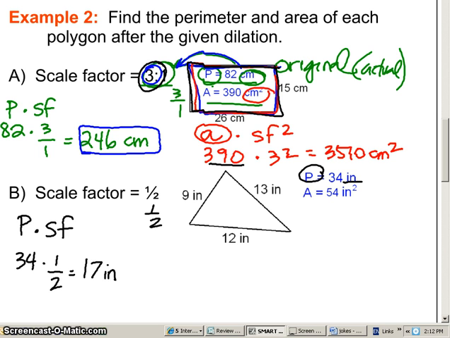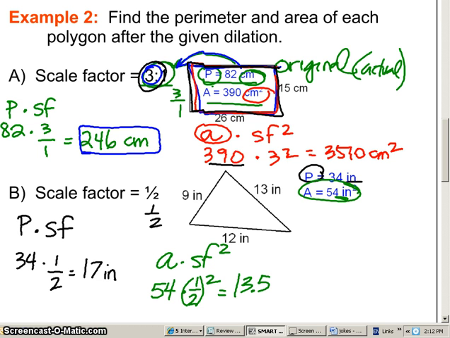And to find the area, you multiply the original area by the scale factor squared. Let's plug in what we know. The original area is 54 multiplied by the scale factor squared. That would be 1/2 squared, and if you were to multiply that out, you would get, grab your calculators, 13.5. And again, our units are square inches. Again, anytime you deal with area, your units are always squared. Okay.